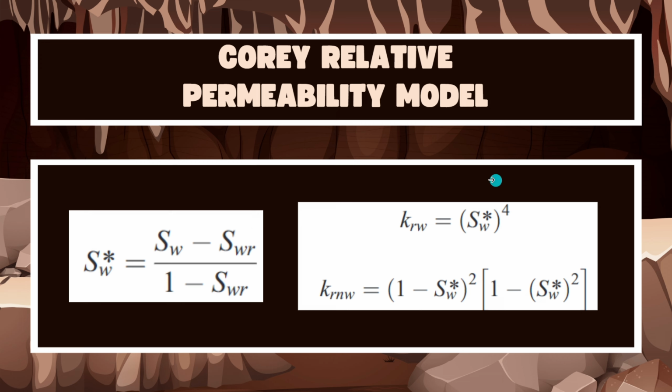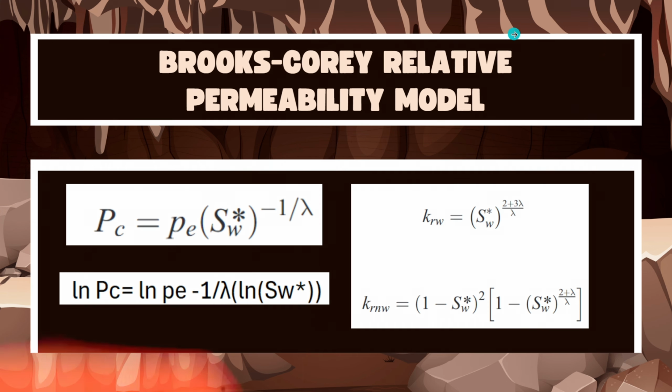And then to find the relative permeability for the wetting phase, it is the normalized saturation cubed. For the non-wetting phase, it is 1 minus the normalized saturation squared, times 1 minus the normalized saturation. And then we get these two relative permeabilities. We plot them against SW. The fourth method is the Brooks-Corey relative permeability model.